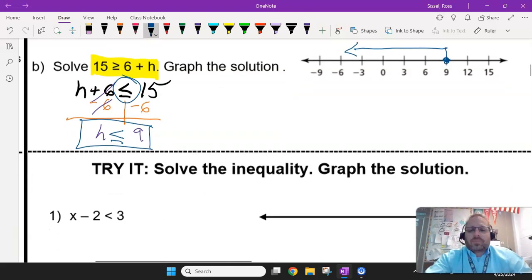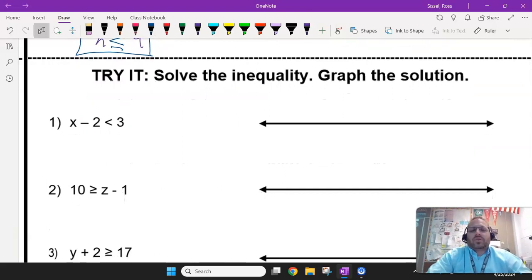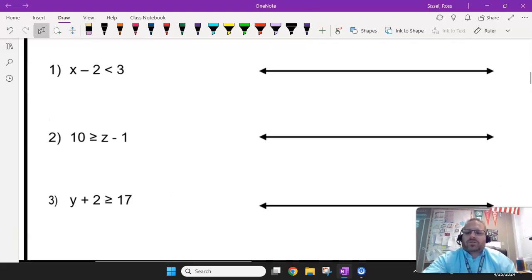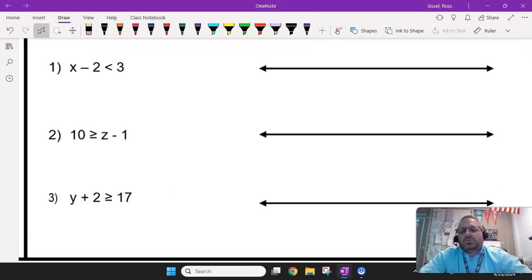Alright, it is your opportunity to try it. So you're going to solve the inequalities and graph. I will help you with the graphing here in just a second because I got an easy tip for you. So let's try number 1. What would you get when you solve x minus 2 is less than 3?